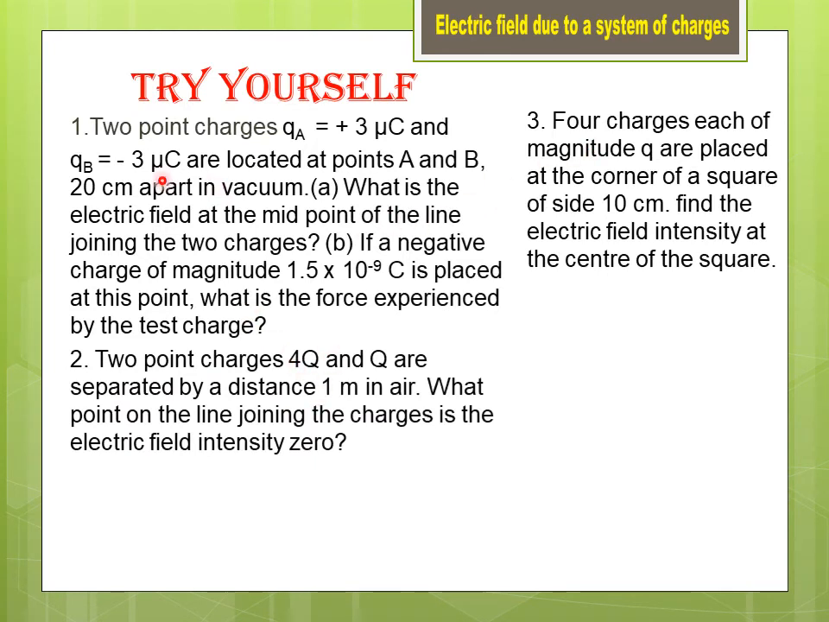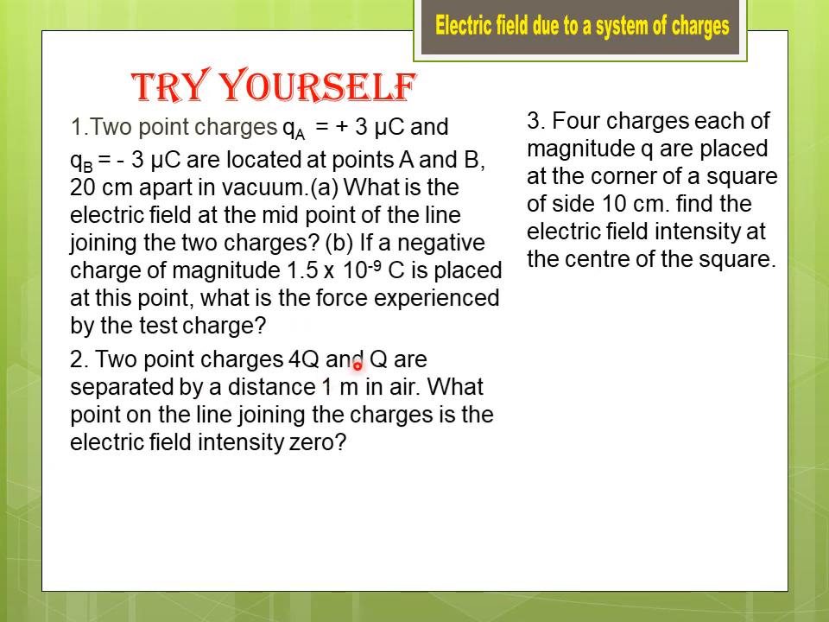Now, three questions are given here. First, two point charges plus and minus 3 microcoulomb are located at points A and B, 20 centimeter apart in vacuum. What is the electric field at the midpoint of the line joining the two charges? And if a negative charge of magnitude 1.5 into 10 to the power minus 19 coulomb is placed at this point, what is the force experienced by the test charge?